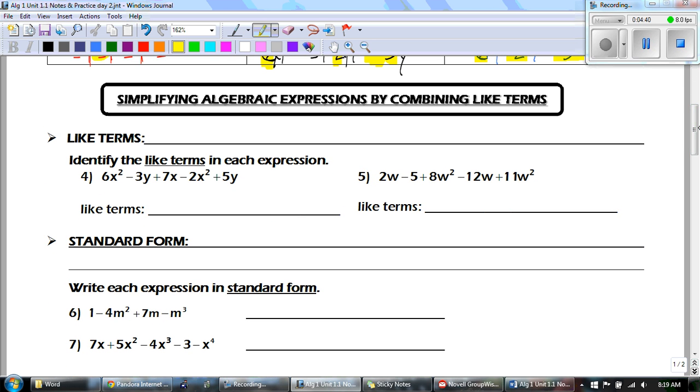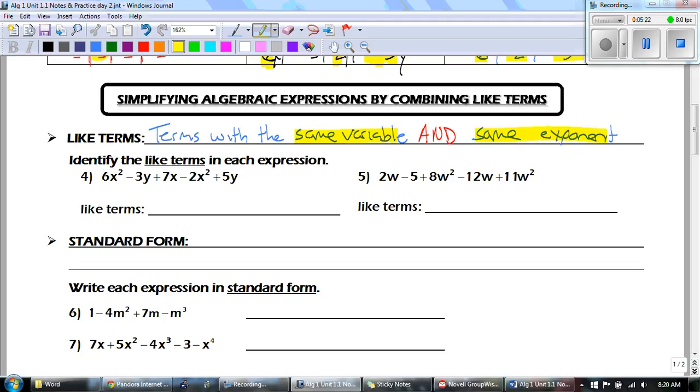We're going to talk about simplifying algebraic expressions by combining like terms. So we need to know what like terms are. Like terms are terms with the same variable, and they also have to have the same exponent. Same variable, same exponent. Have to, have to, have to.